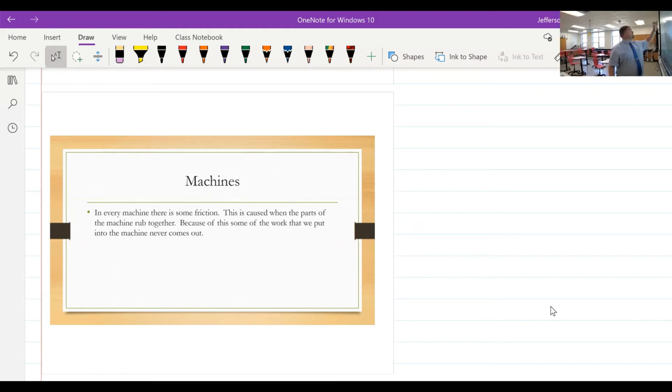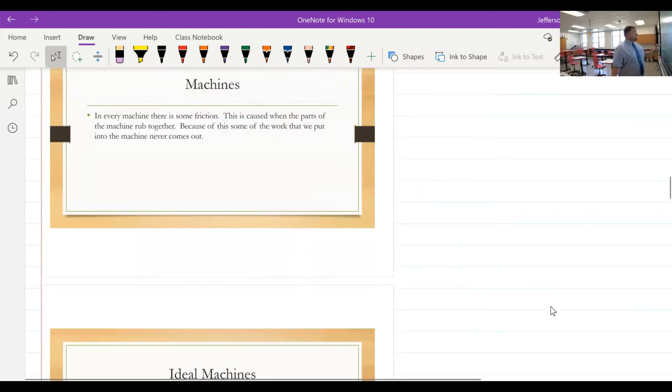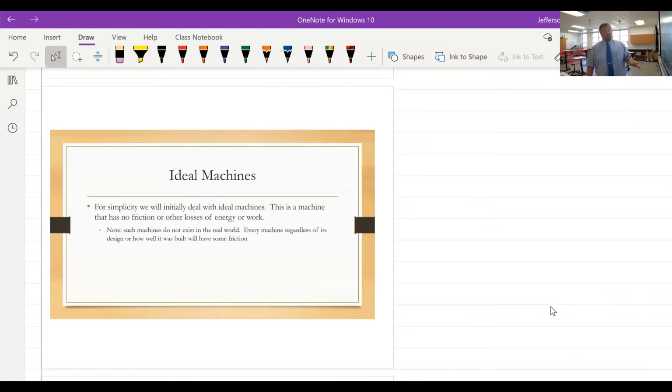And so we're going to start off by dealing with the ideal machines first, and the fact that we're going to ignore friction. We're going to assume, hey, there is no friction in this, and that way, in this case, the machine, whatever work we put in would be exactly equal to the work we get out. So, you know, an ideal machine, so ideal, that means there's no friction. We're going to ignore it.